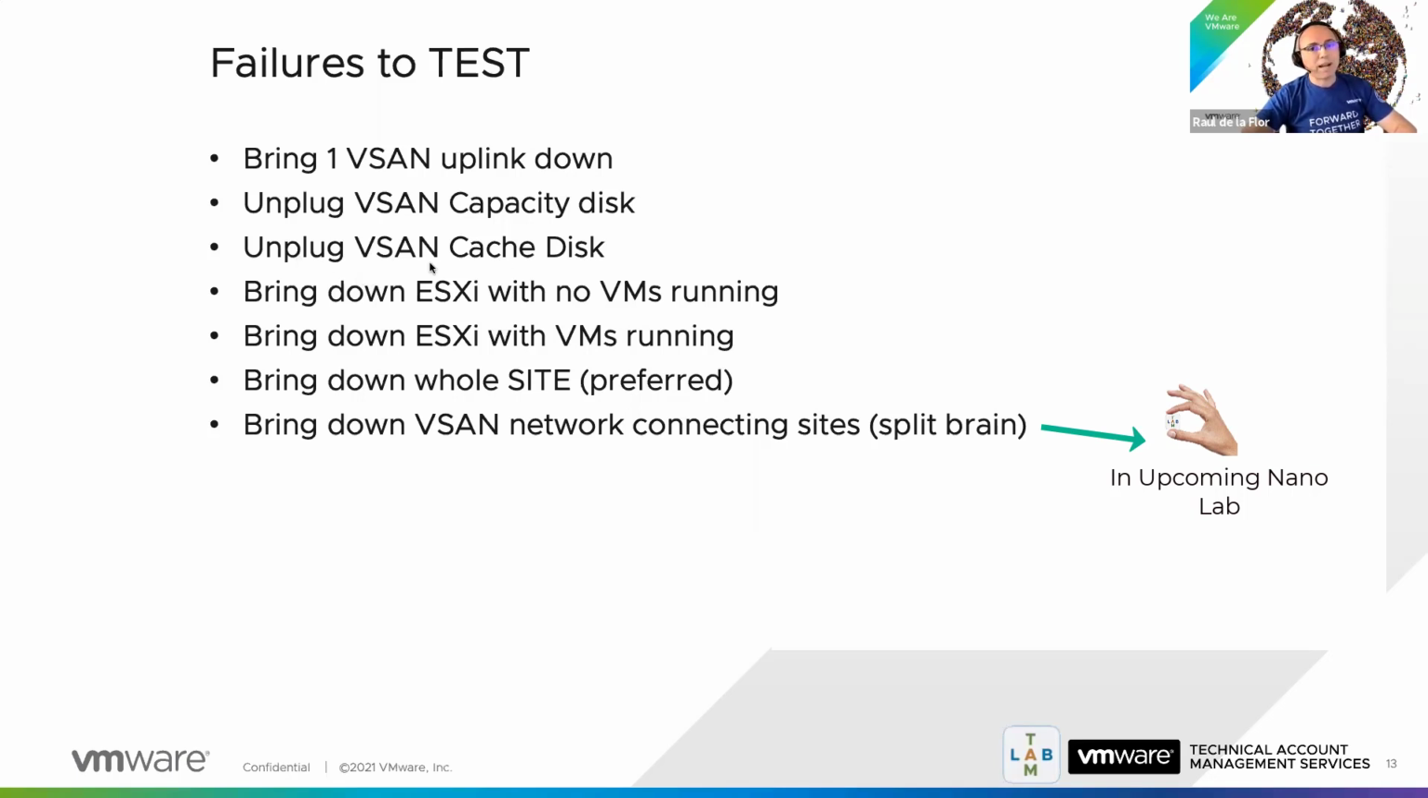Then I will unplug a VSAN cache disk, and we will see how this is different because it's affecting a whole disk group. And we will see also how the system recovers. Then I'm going to bring down an ESXi. I'm doing a power off, simulating a hardware disaster with that host, where I don't have any VM running, but I still have storage for VSAN. And then I will do the same with a host with the VMs running to see how HA and VSAN are working together.